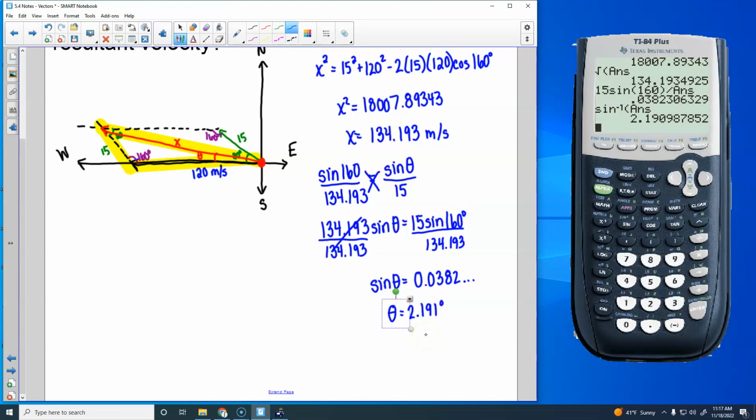degrees. How would I report that? 2.191 degrees what? North of west.